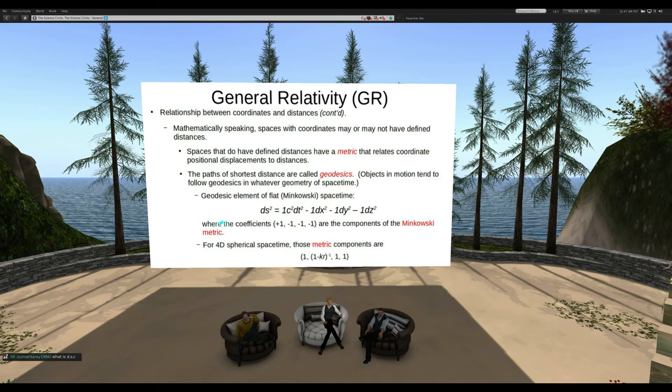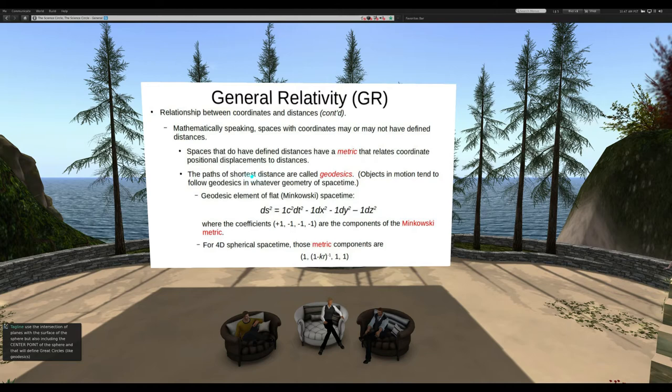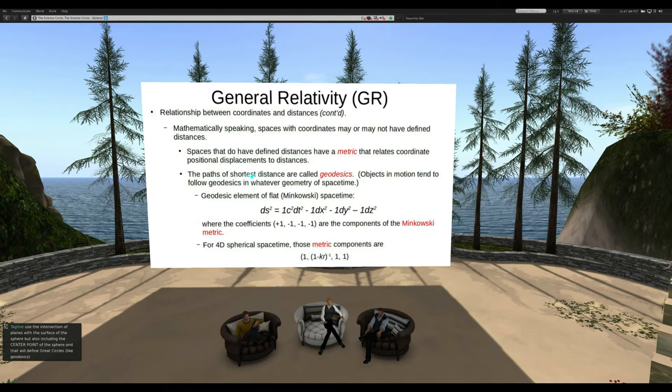But then maybe the map scale is a bit complicated. Maybe north-south is a little different from east-west. And maybe if you go northeast, there's a sort of combination between those two. So you can imagine your map scale has different components. And that's what this metric is. It's your map scale.